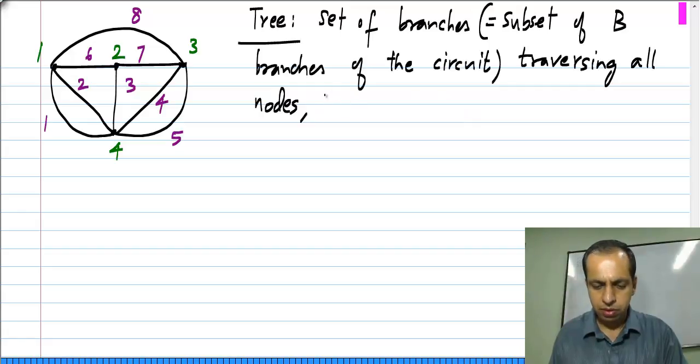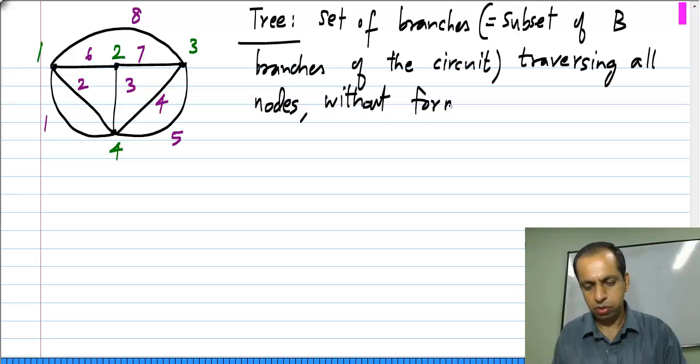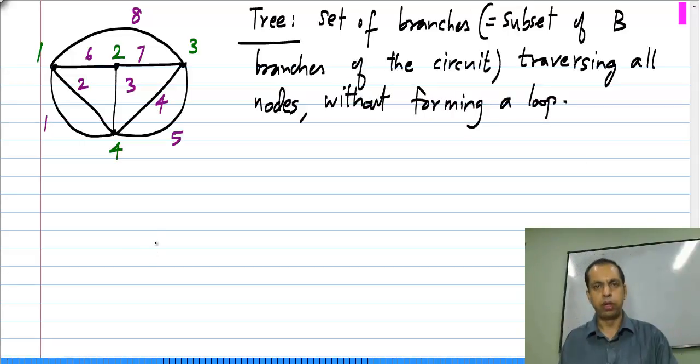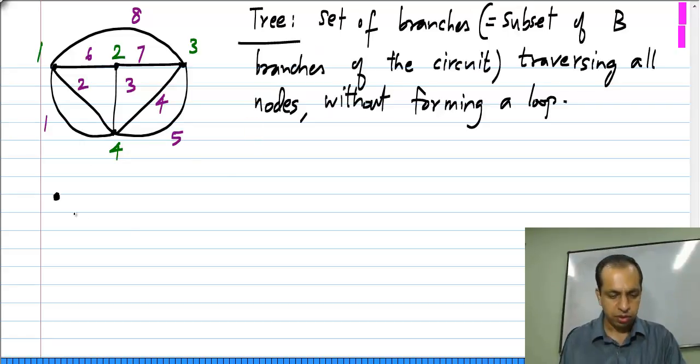But without forming a loop. So, this should be clear if I show an example. There can be many trees. There are many possibilities, but you can start from any of them. So, let me show you one example of a tree.